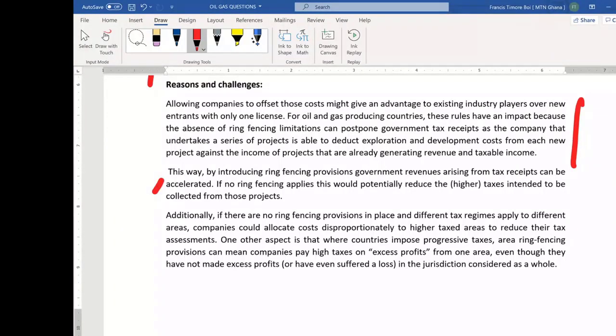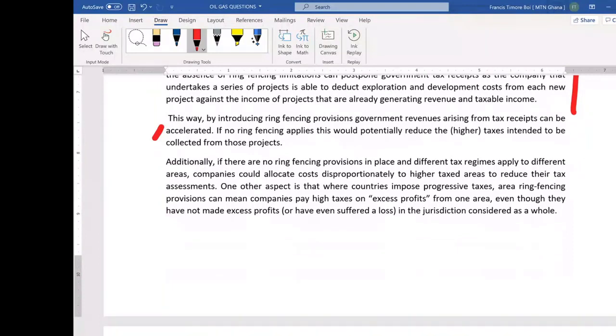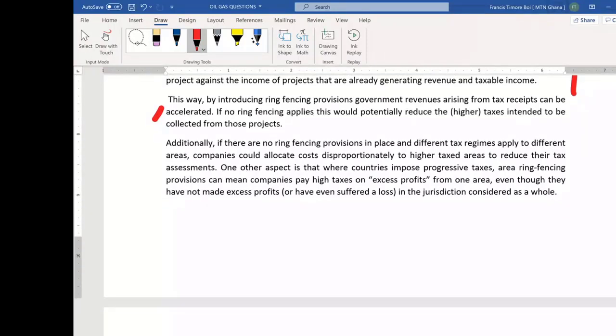But this way, by introducing ring fence provisions, government revenues arising from tax receipts can be accelerated. If no ring fencing applies, this will potentially reduce the higher taxes intended to be collected from those projects. Additionally, if there are no ring fencing provisions in place and different tax regimes apply to different areas, companies could allocate costs disproportionately to higher tax areas to reduce their tax assessments. One other aspect is that where countries impose progressive taxes, area ring fencing provisions can mean companies pay higher taxes on excess profit from one area, even though they have not made excess profit or have even suffered a loss in the jurisdiction considered as a whole.